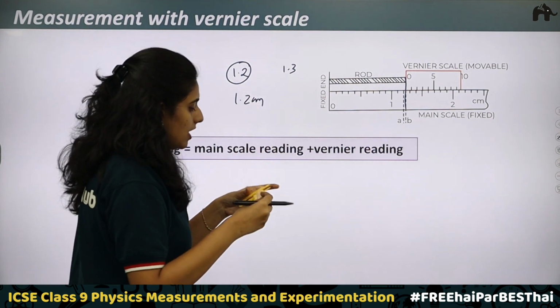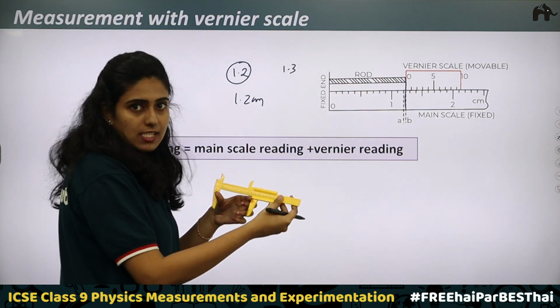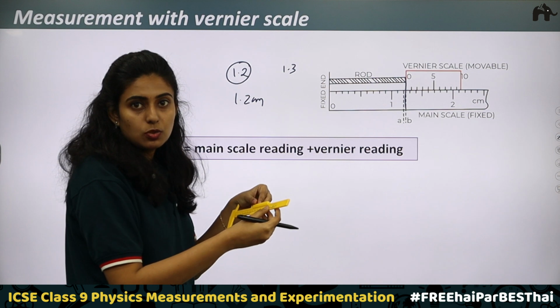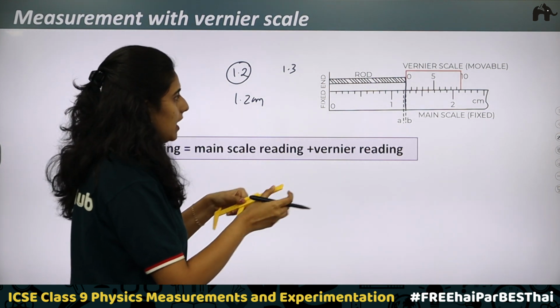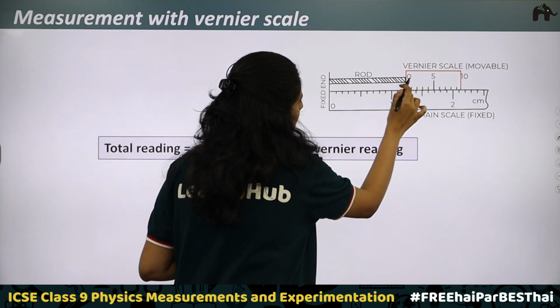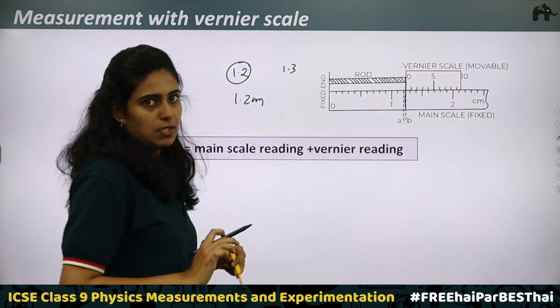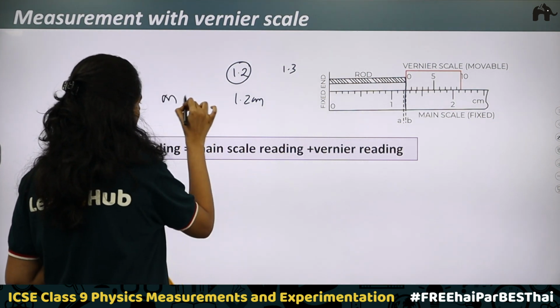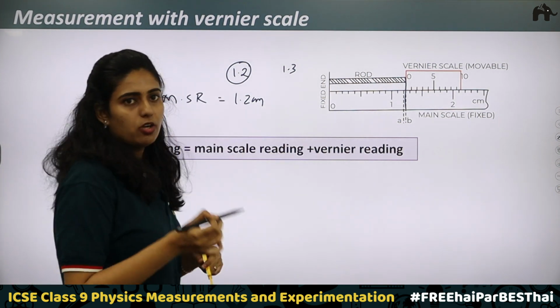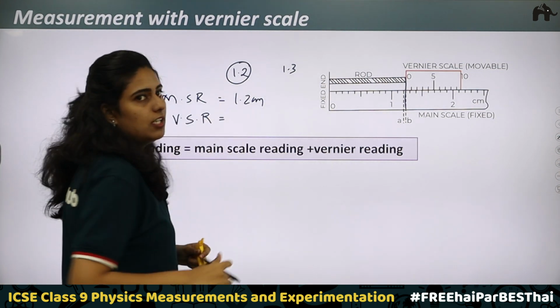That is, the object whose length is to be measured is placed in between, and there will be a screw which can be tightened. You will be getting the values there. So you can first note the main scale reading. Here the main scale reading is 1.2 centimeter. Now we need the vernier scale reading. How to find the vernier scale reading?